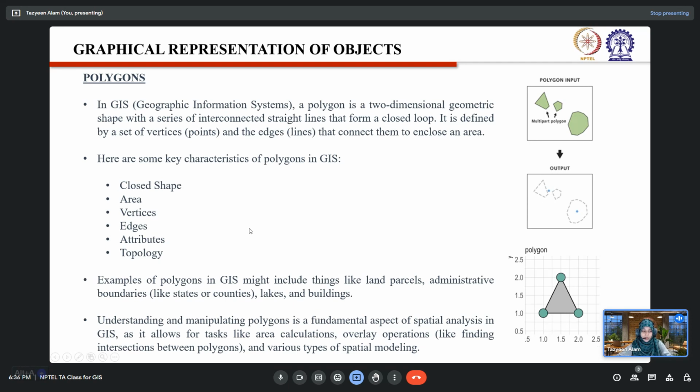So examples of polygons in GIS might include land parcels, administrative boundaries, let us say a state or country that is being represented by the line, lakes, buildings, ponds, barren lands, agricultural fields, etc. Understanding and manipulating polygons is a fundamental aspect of spatial analysis in GIS, as it allows for tasks like area calculations, overlay operations like finding intersections between polygons, and various types of spatial modeling.